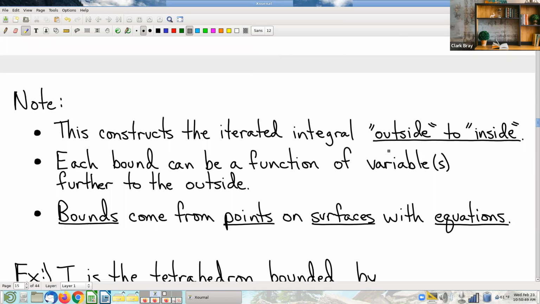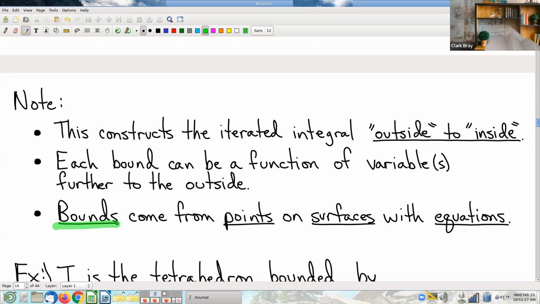Just keep in mind we're about to get to an example, but the slicing process is outside to inside, just like with double integrals. We've already observed bounds are functions of variables that are further to the outside. That's just the geometric reality of what the shapes look like. Same pattern that we saw with double integrals.